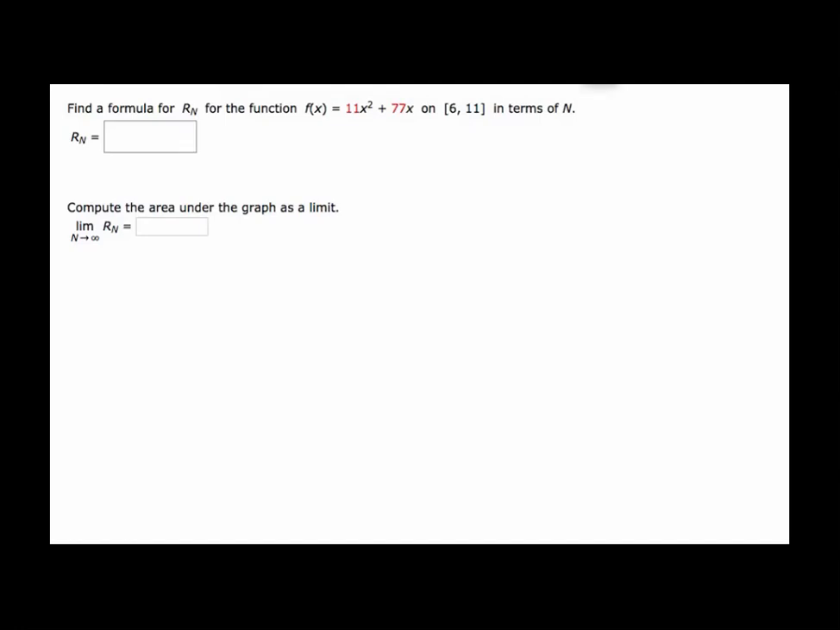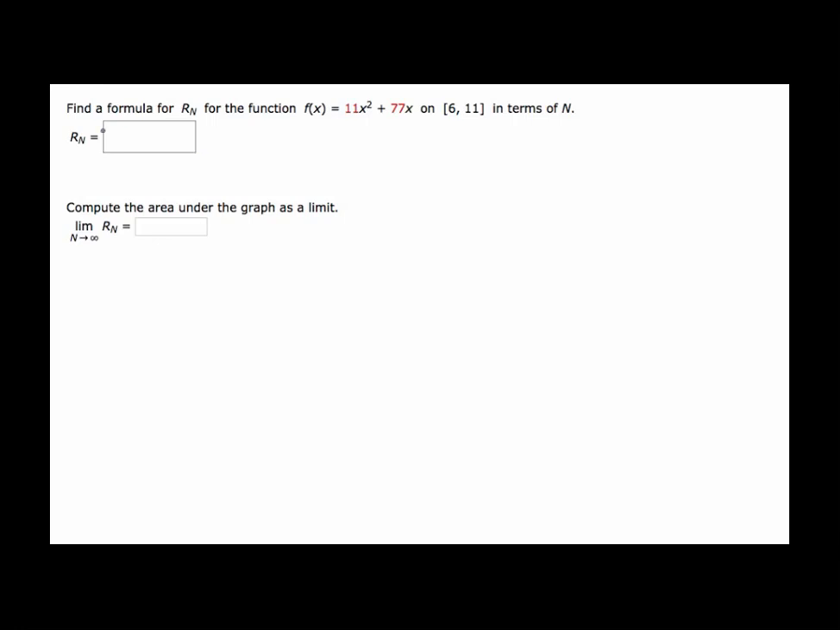All right, in this problem, we want to find a formula for R sub n. That means the right-hand rectangles, a Riemann sum with right-hand rectangles with n of them, n rectangles, for this function f of x equals 11x squared plus 77x on the interval from 6 to 11 in terms of n. And then we'll find the exact area by taking the limit as n goes to infinity of Rn.